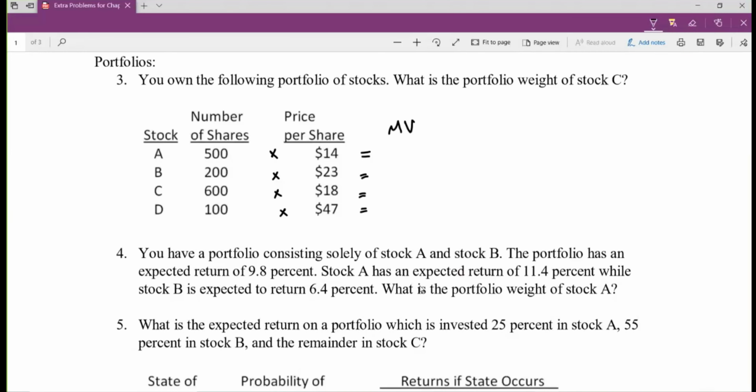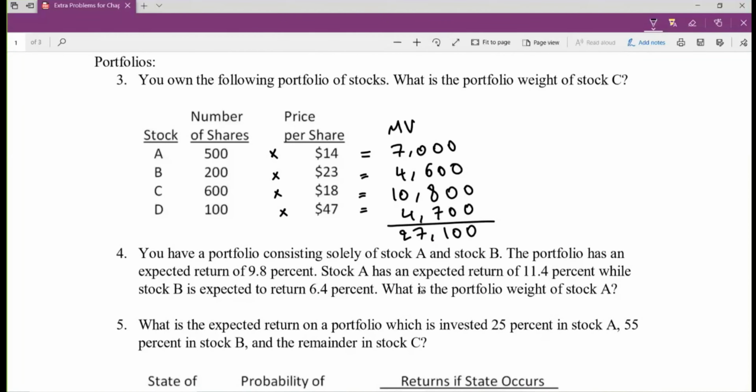So I have 500 times 14, 7,000, 200 times 23, 4,600, 600 times 18, 10,800, 100 times 47, 4,700. So now I add everything together. So 27,100, this is the total value of my portfolio.